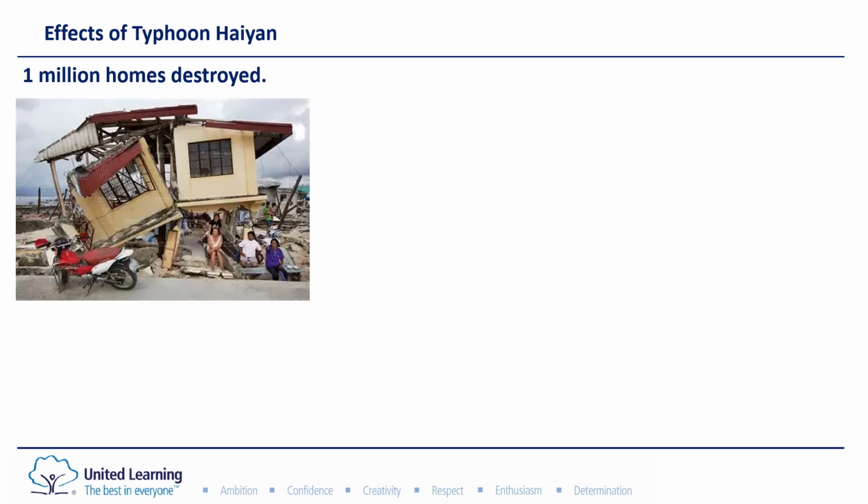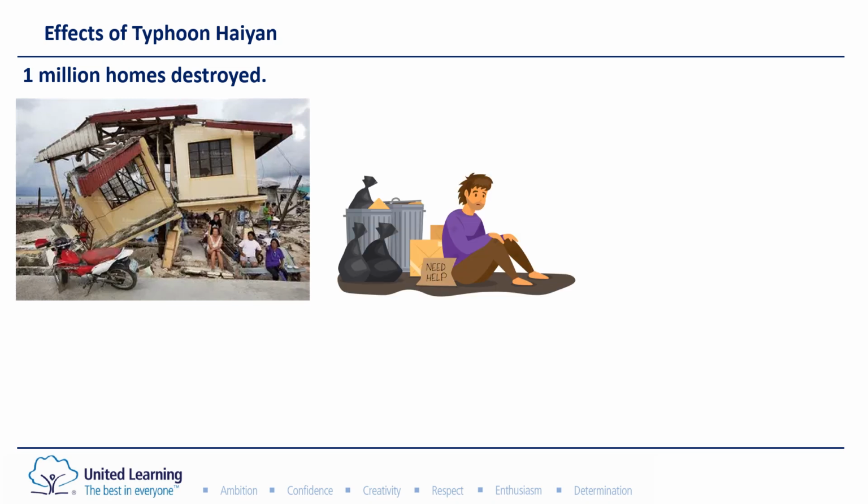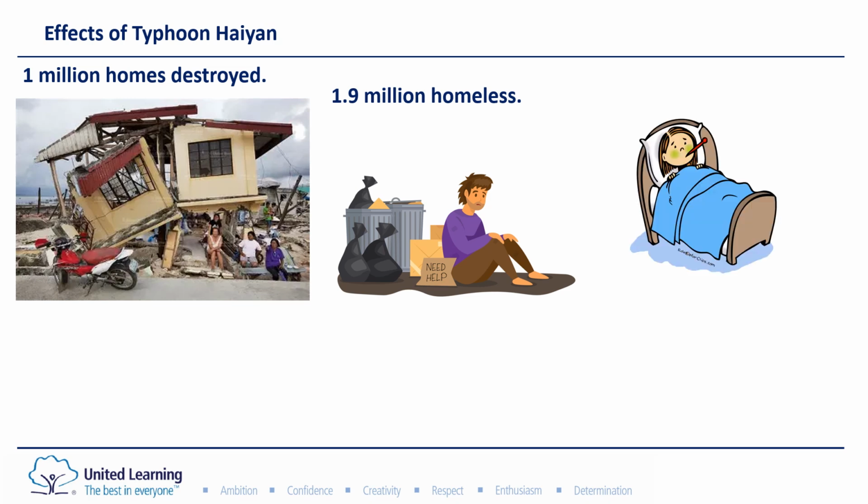So we've got primary effect, 1 million homes were destroyed. This means people were homeless, and a secondary effect is 1.9 million were homeless. What this led to with people being homeless is people more likely to get sick by living on the streets, which means the death toll from the typhoon will increase.